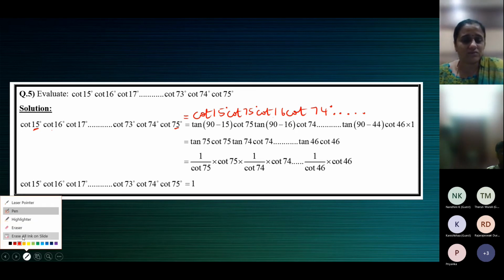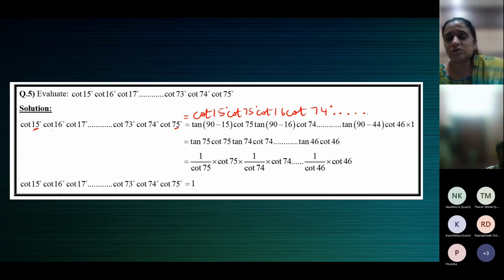I don't know why I didn't type the first step, so I'll show you now. It will go on like that, and the last pair will be cot 44 degrees and cot 46 degrees, and cot 45 degrees will be left in the middle.